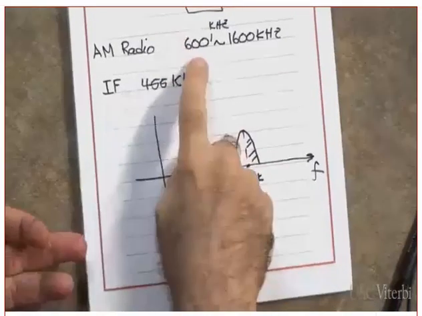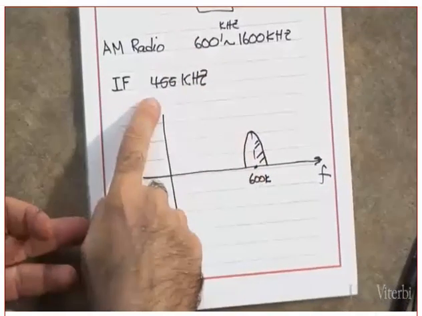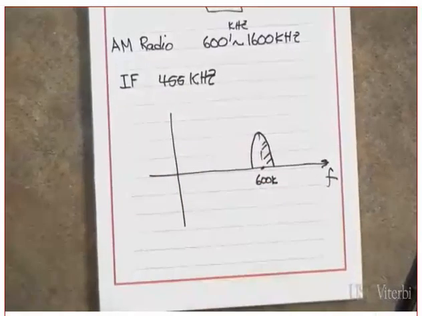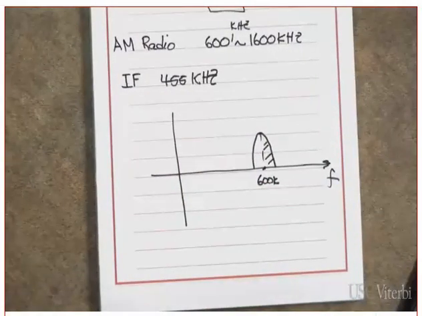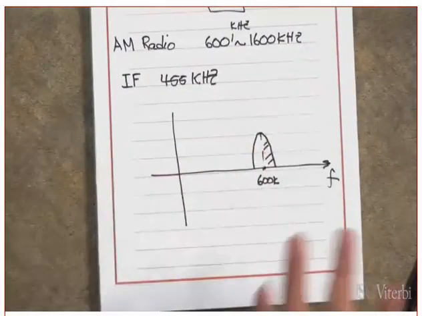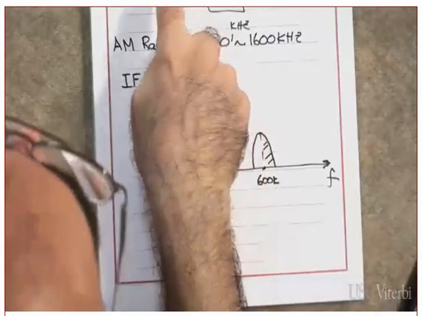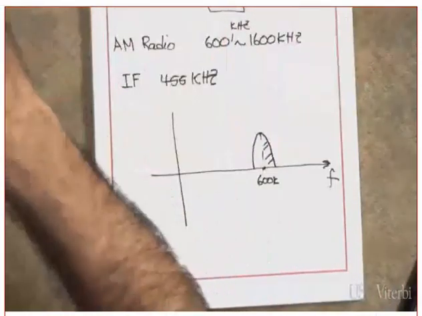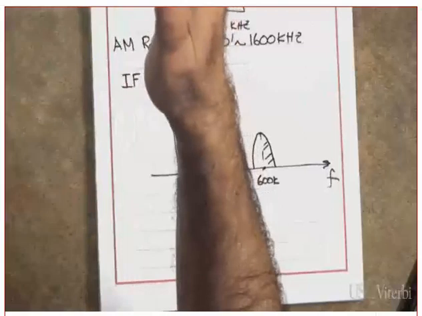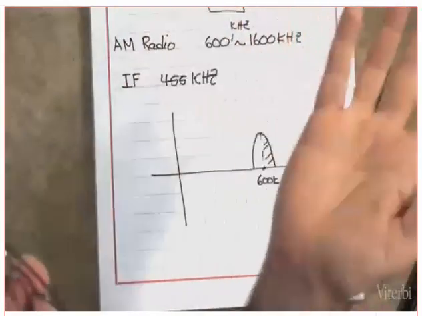IF, which is what? 455. 455. Yes? What do I use for the local oscillator? That's the question I asked you a moment ago. Should the local oscillator be higher than this or what? Lower than this. By the way, both will work. Do you agree?